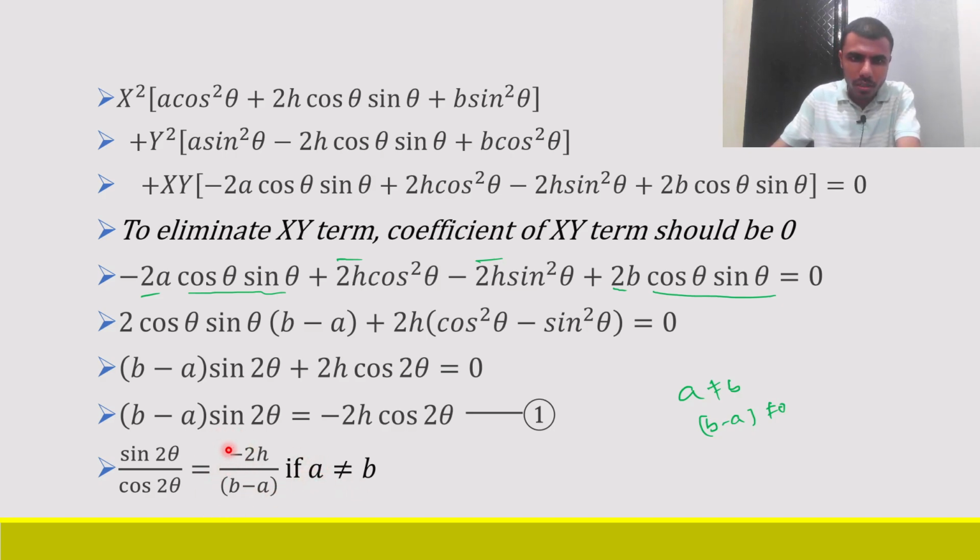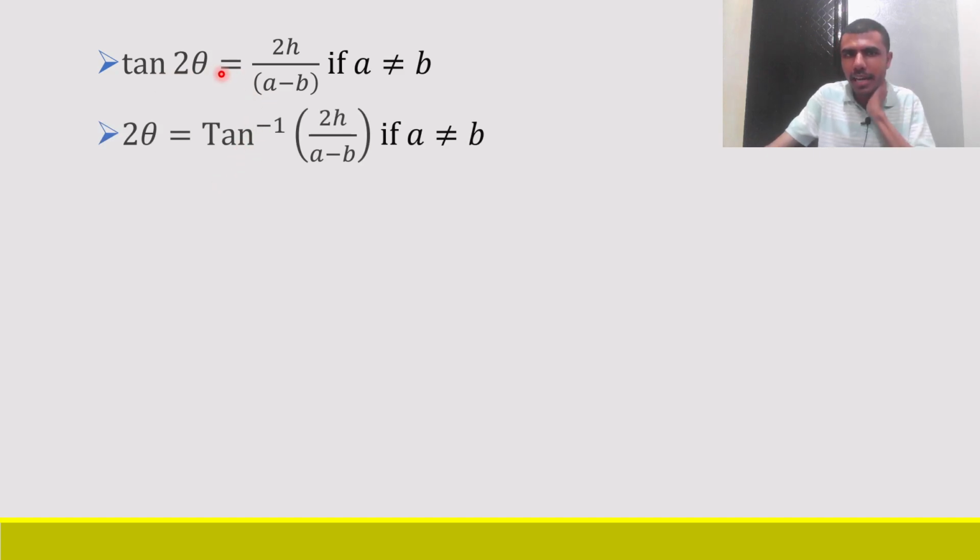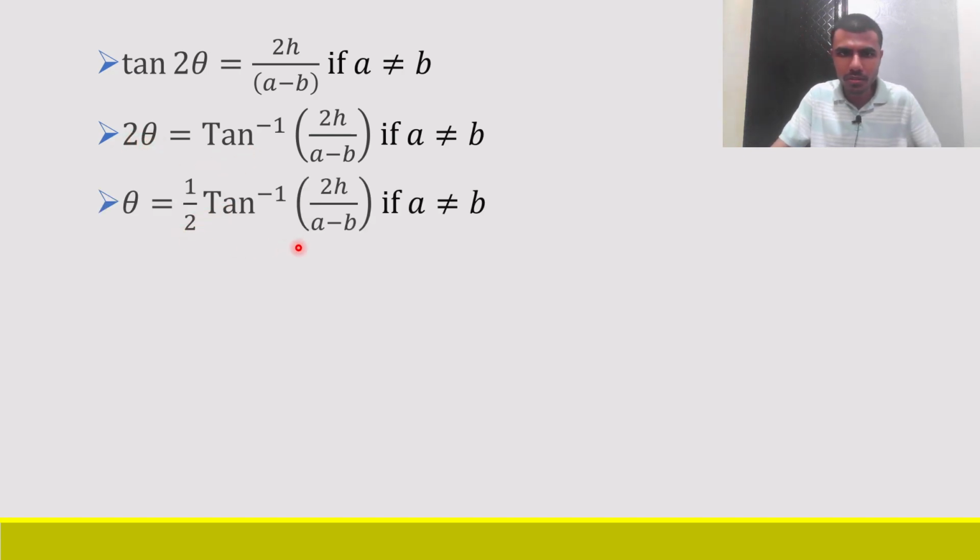Now this minus, send it down. Minus of b minus a is a minus b. What is sin 2 theta by cos 2 theta? Tan 2 theta. And this condition is important: a is not equal to b. So 2 theta will be tan inverse of 2h by a minus b. In case you are not familiar with inverse trigonometry, don't worry, you will learn it later. Now 2 theta is this, so theta will be half of this.